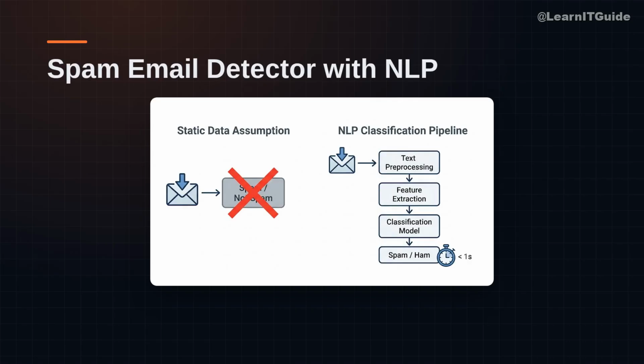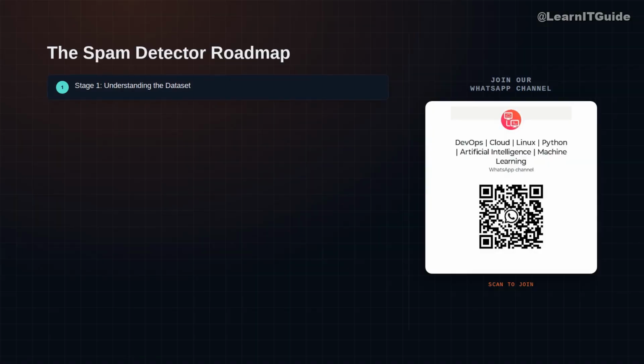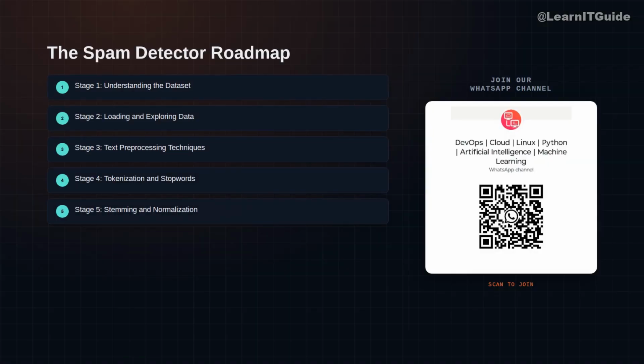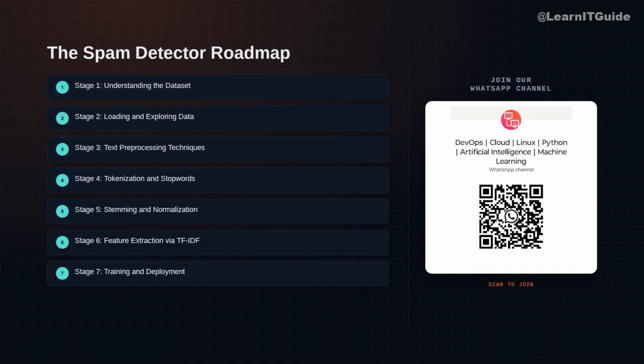This is part 2 of our AI project series. To build a robust classifier, we follow a strict 7-stage pipeline. Specifically, we will cover dataset structure, data exploration, text cleaning, tokenization, stemming, vectorization, and finally, training and deployment with Streamlit. These are the 7 stages we will cover in this video, so do not skip ahead. Watch all the way through to actually understand this properly.